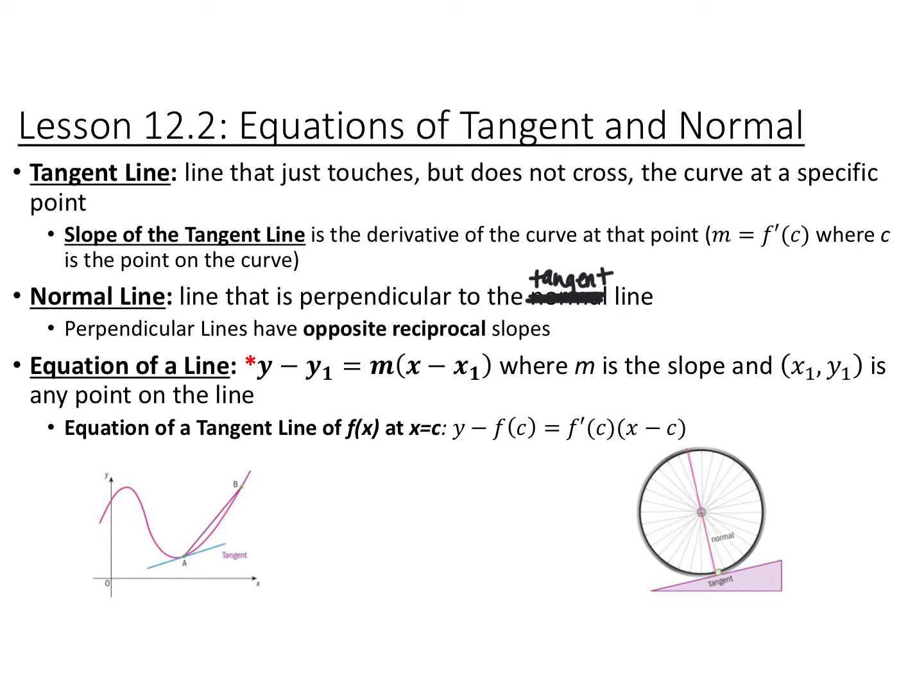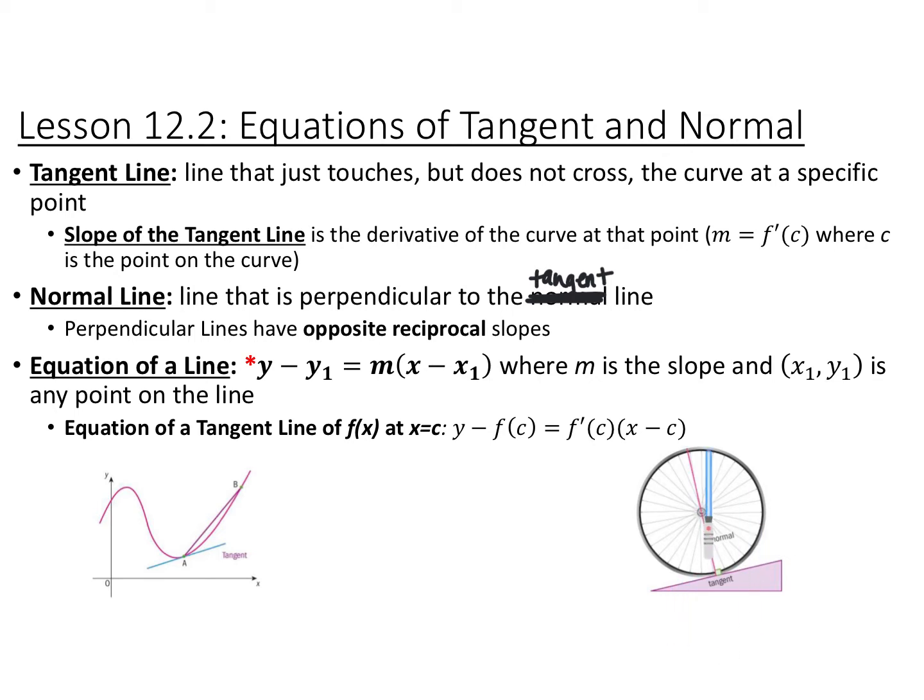The slope or the gradient of the tangent line is the derivative of the curve at that point. So the instantaneous rate of change of the curve is the same as the instantaneous rate of change, or the gradient, of the tangent line. So your slope is equal to f prime of c, where c is the x-coordinate of that point on the curve. A normal line is a line that is perpendicular to the tangent line.